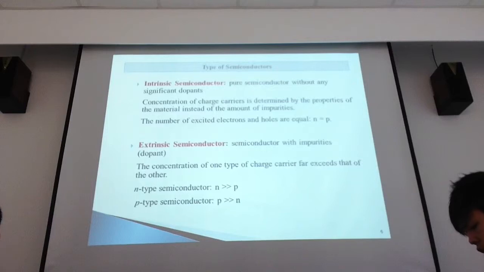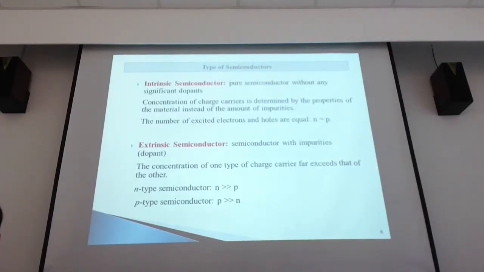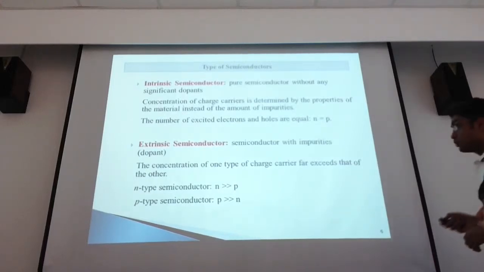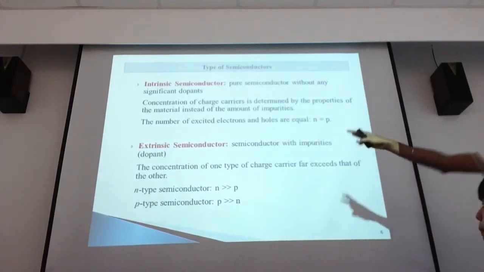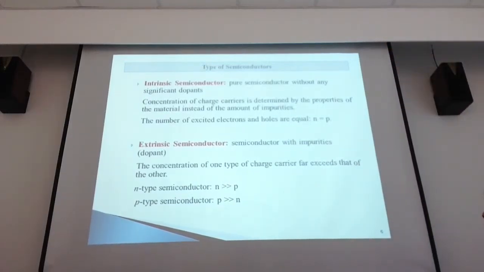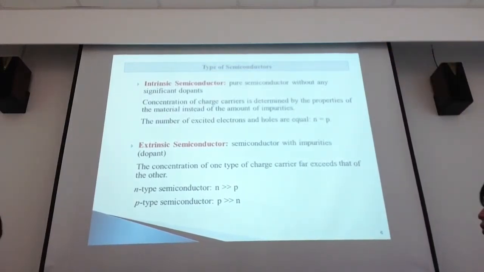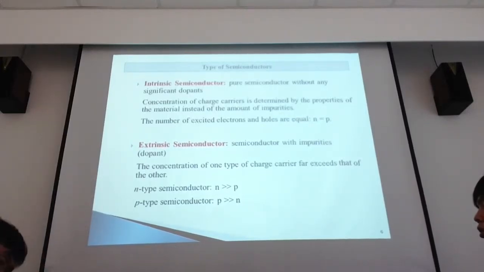But what is extrinsic? Why do we need extrinsic? Extrinsic is basically a semiconductor with impurities, that is, dopant inside it. So you can say the concentration of one type of charge carrier is greater than another. So n is greater than p. Electrons are denoted by n, holes are denoted by p. So n is much greater than p for an n-type semiconductor. So in an n-type semiconductor you have majority electrons. P-type has holes.